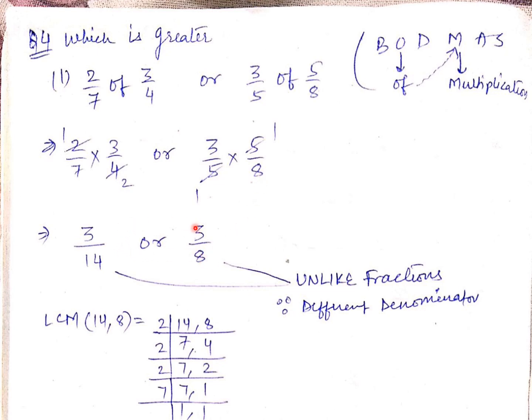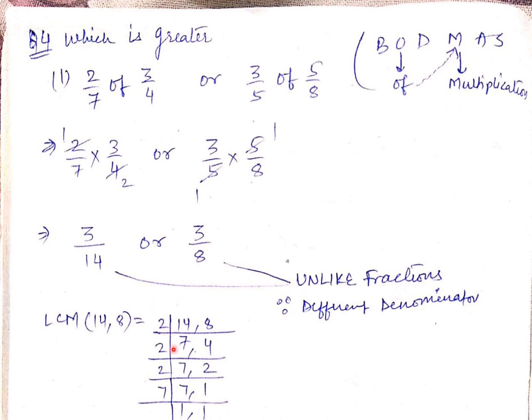Now, are these two fractions like fractions? No, because for it to be like fractions, they should have the same denominator. But right now, the denominator here is 14 and the denominator here is 8. So, the first thing to make them comparable is to make their denominators the same. Now, the question is how to make them the same. To make them the same, we will take the help of the lowest common multiple concept. That is, we will take the LCM of 14 and 8 and try to find it.